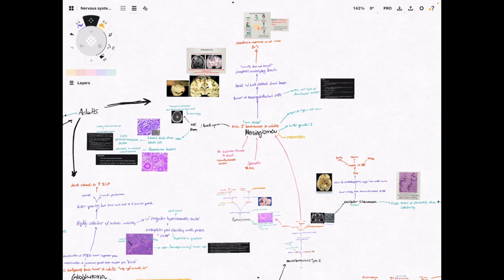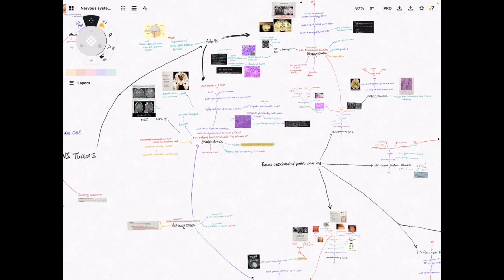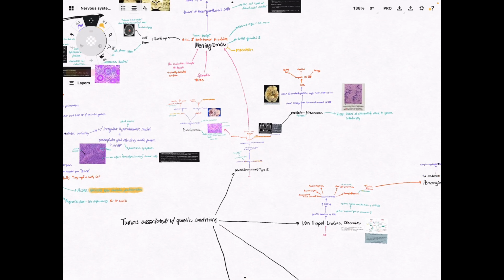All right, so moving on from meningioma, I want to talk about the more malignant type of tumor in adults called a glioblastoma. And you know what? Before I actually talk about glioblastoma, I want to move back to meningioma. I want to talk about a genetic condition that can result in meningioma.